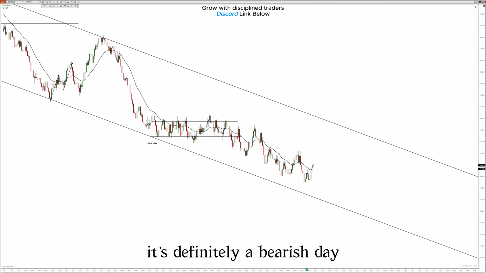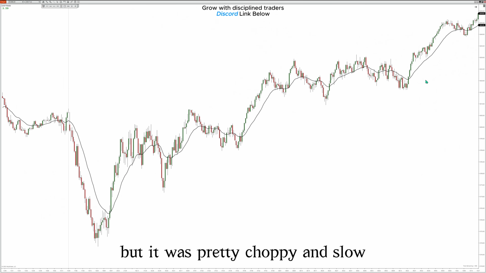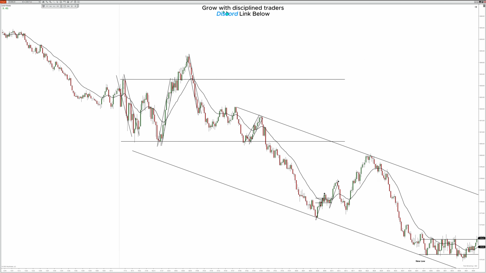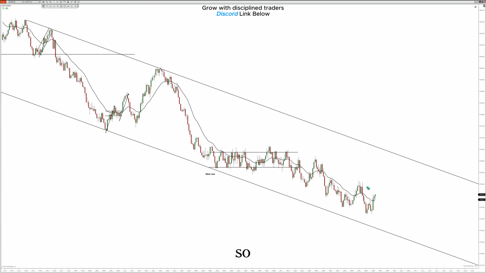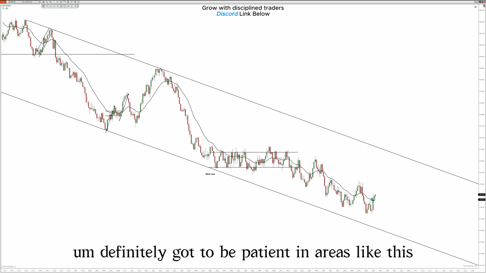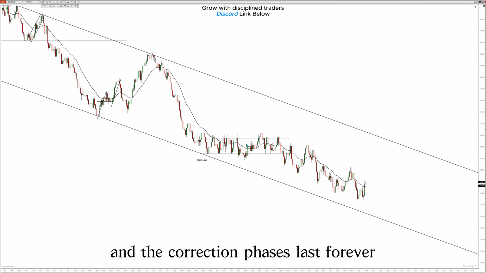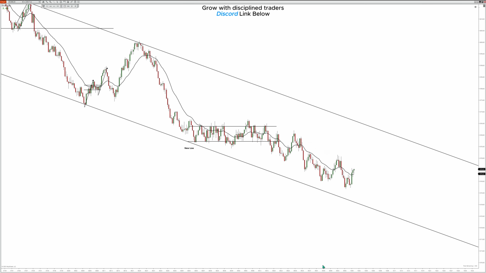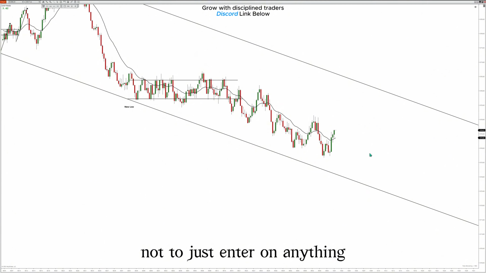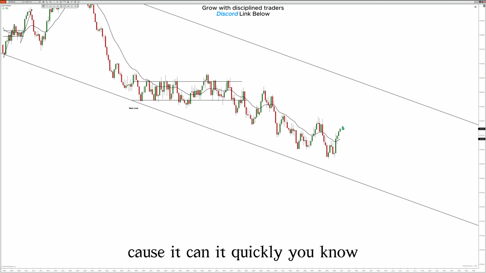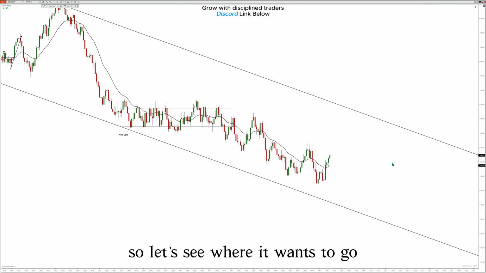It's definitely a bearish day, similar to yesterday, where we just had an uptrend, but it was pretty choppy and slow. Today's very similar, where it's a downtrend but pretty slow and choppy. So definitely got to be patient in areas like this. The push phases aren't very strong and the correction phases last forever. So I'm sure we'll get something, but you have to be very careful not to just enter on anything, because it can quickly reverse against you and end up losing you some money. So let's see where it wants to go.